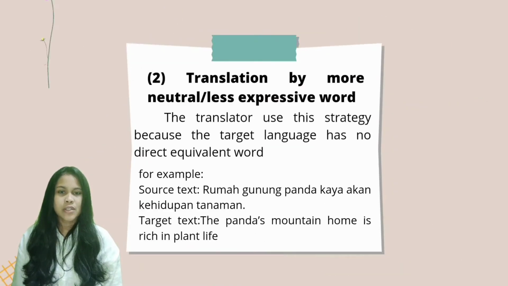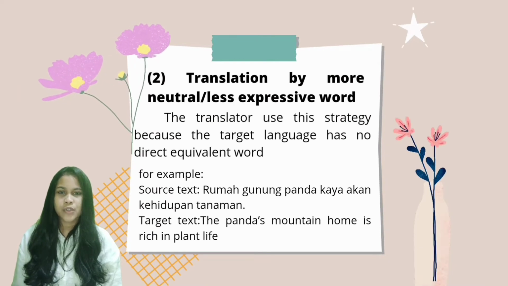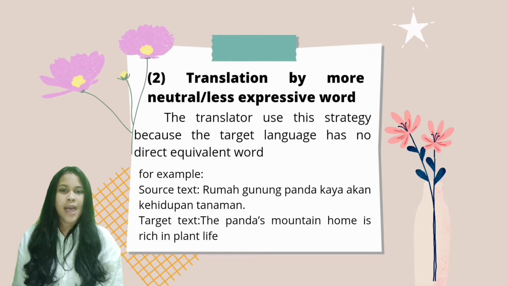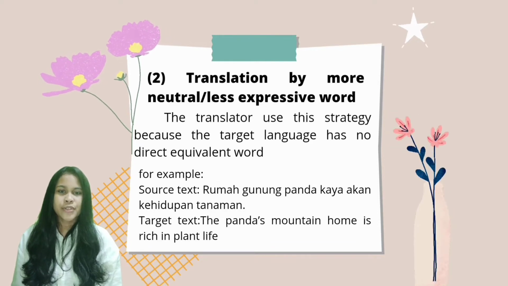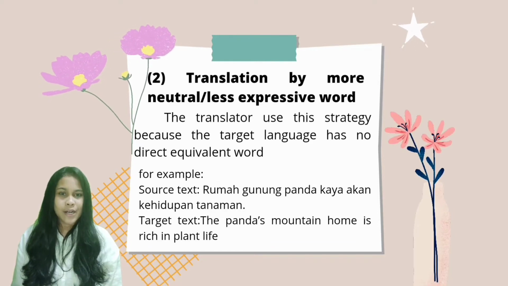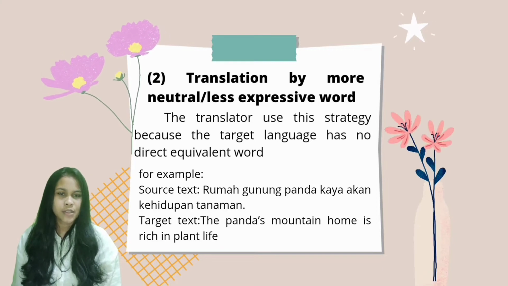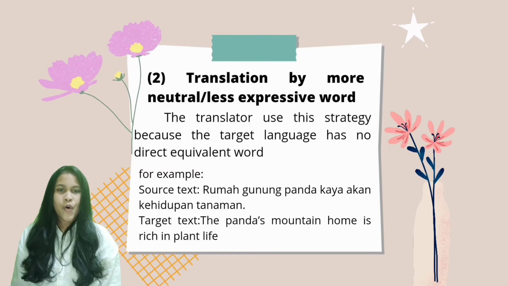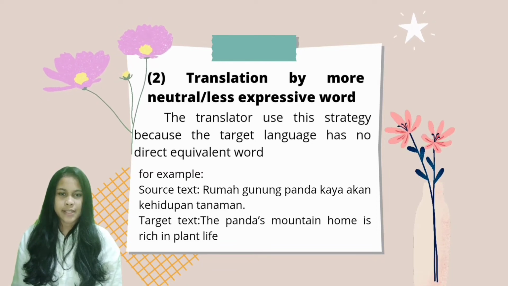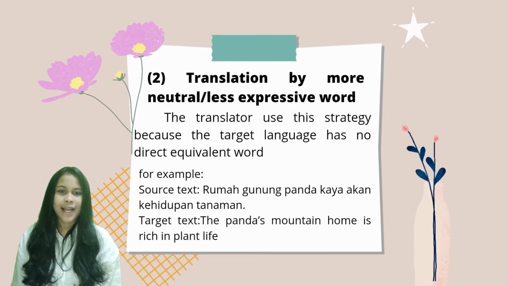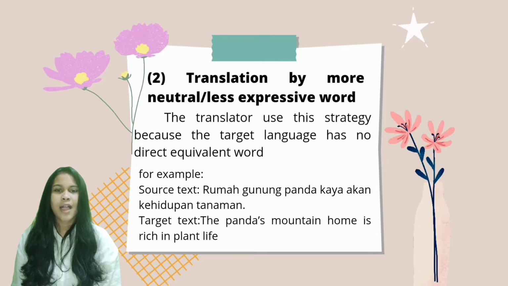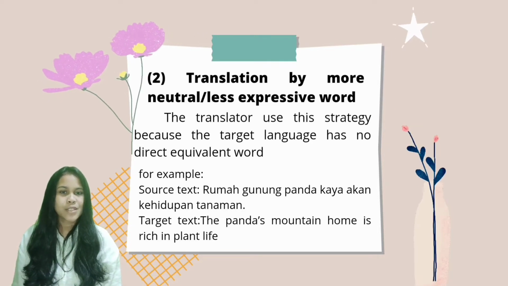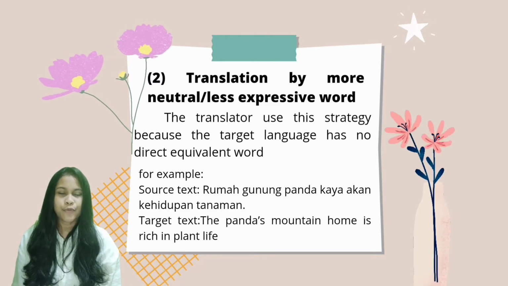Number 2, translation by a more neutral or less expressive word. The translator uses this strategy because the target language has no direct equivalent word. For example, source text: rumah gunung panda kaya akan kehidupan tanaman. Target text: The panda mountain home is rich in plant life.